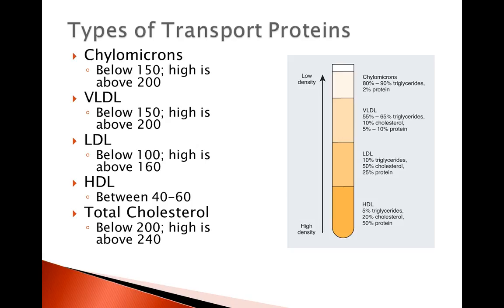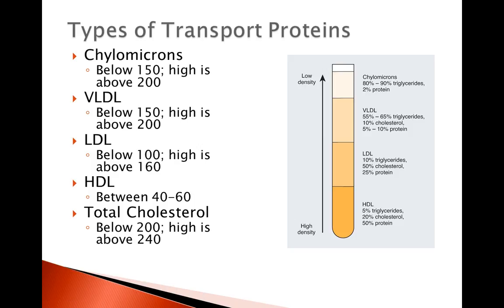Instead of depositing it all over the place, we're picking it up, we're bringing it back to the liver, and then it's thought that the returned cholesterol is processed and sent through the GI tract for excretion as waste. It really comes out with the bile and becomes a waste product. So real important to understand that. Our total cholesterol below 200 is desirable, high is above 240. So again, knowing those numbers is important.